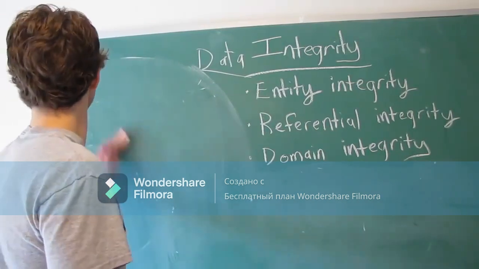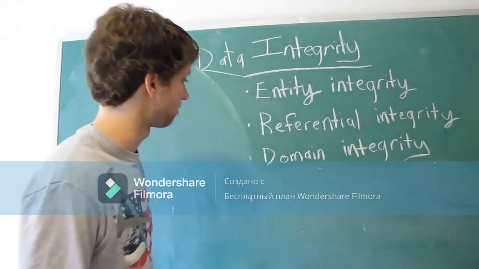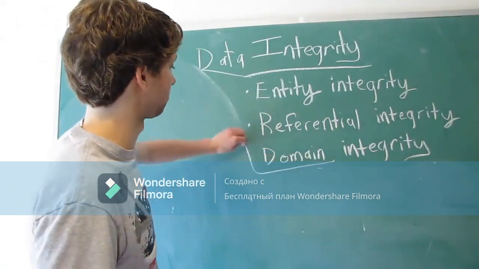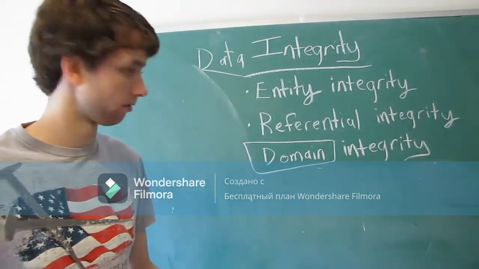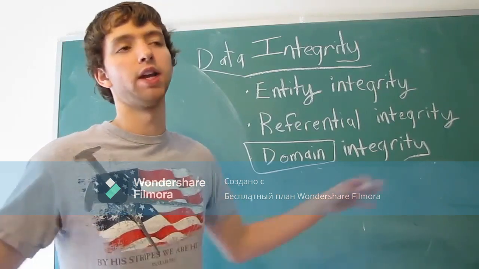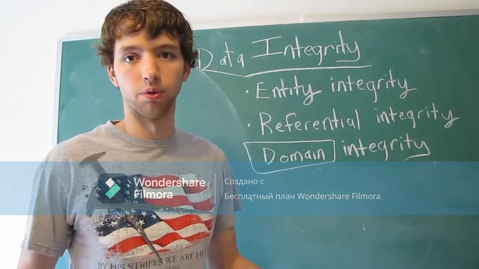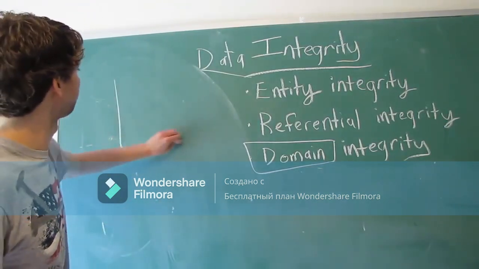Domain integrity, that brings up a new word, domain. Domain is basically just the acceptable values for a column, per se. It's what we are storing, the range of what we are storing within a database. So when we're talking about tables, we have columns.